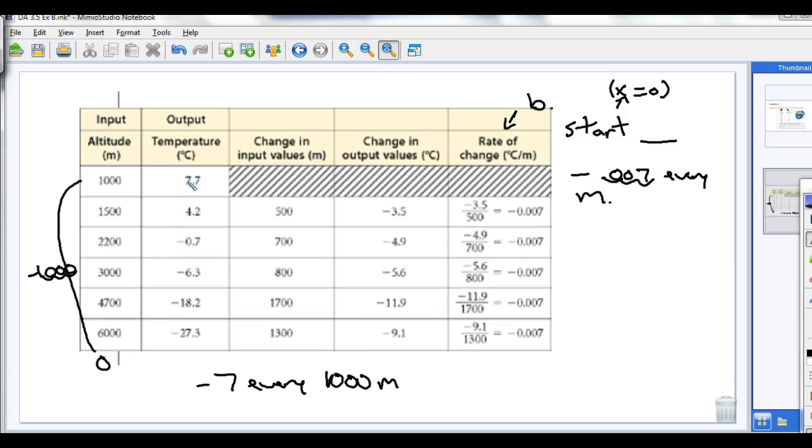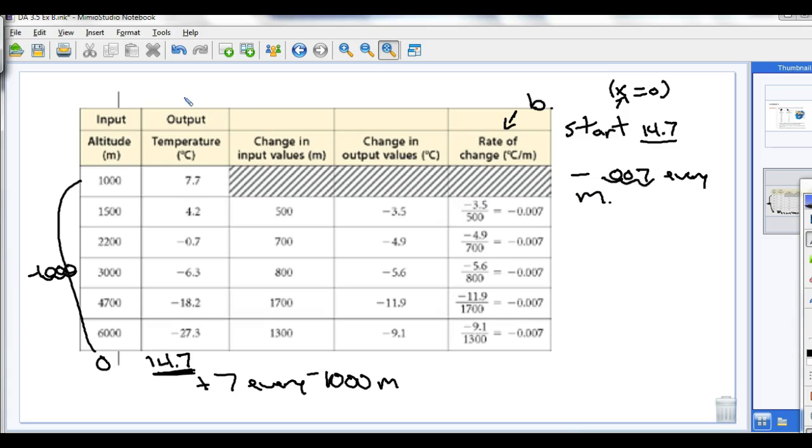So if I go the other way, I want to add 7 for every negative 1,000 meters I go. So it means I want to add 7, which means that would be 14.7 degrees Celsius when we're at 0. This right here is our starting value. Okay, so our starting value is at 14.7, and we subtract 0.007 every meter. All right, so now we can write our equation.